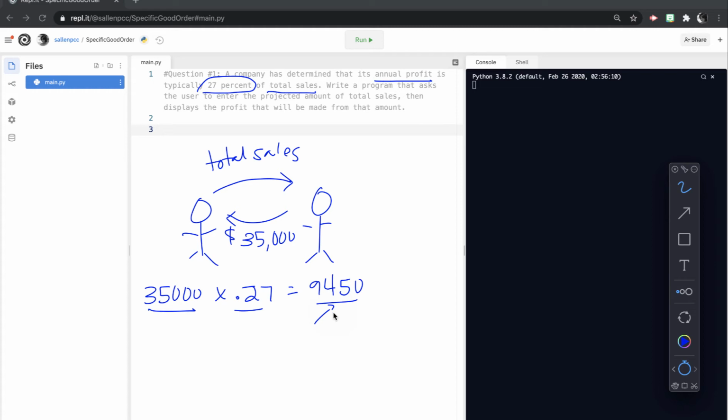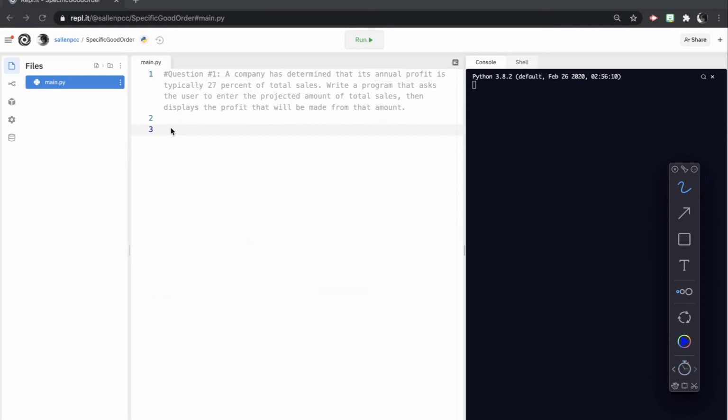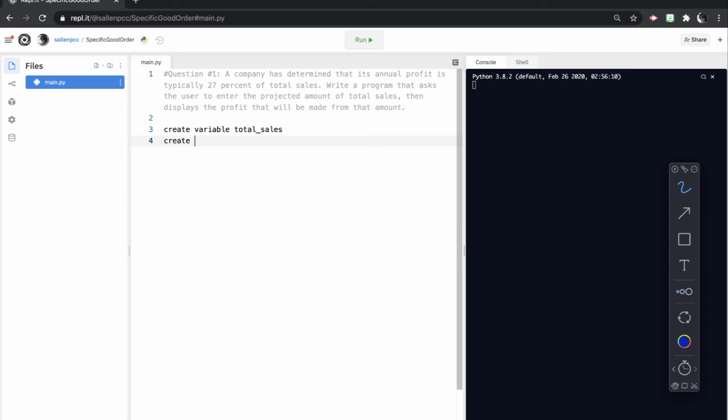So I'll go ahead and clear this. And we're ready to start. So we need to think about the information that the program is going to have to remember when it's running. And that information will be stored in a variable. So I'm going to create a variable called total sales. Remember, that's what I'm asking the user for. And then I'm going to create a variable for the profit, right? That's what I'm going to be calculating.